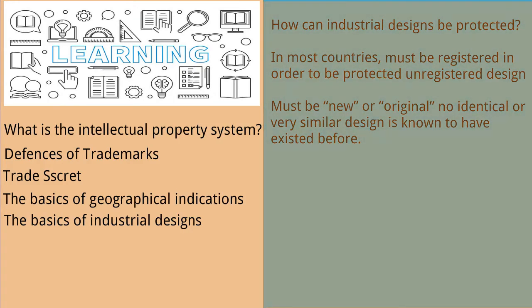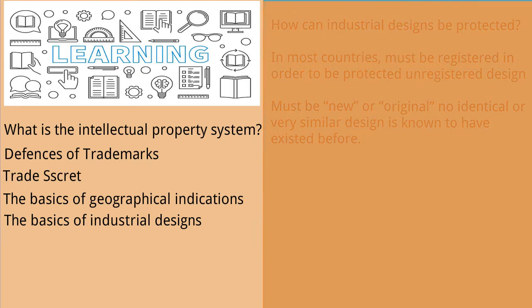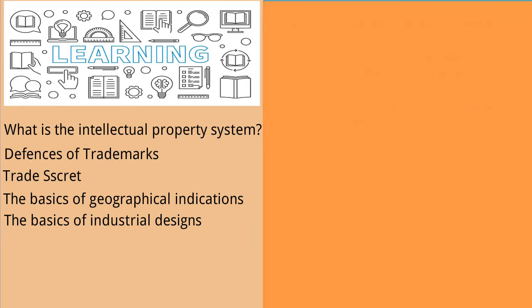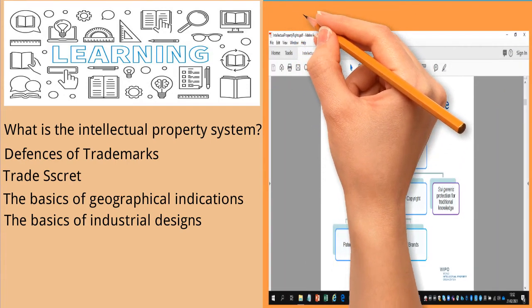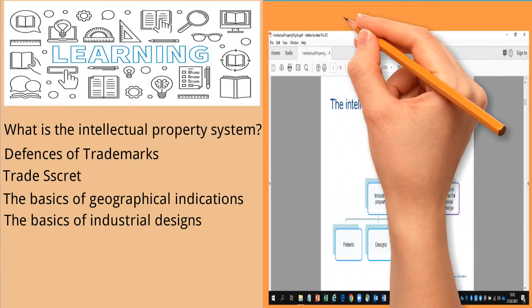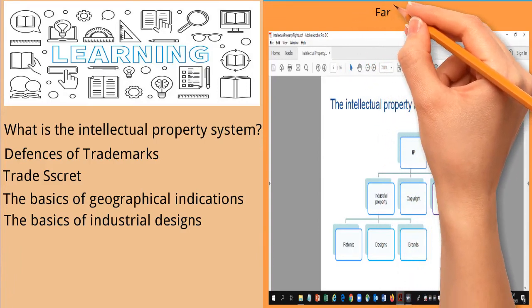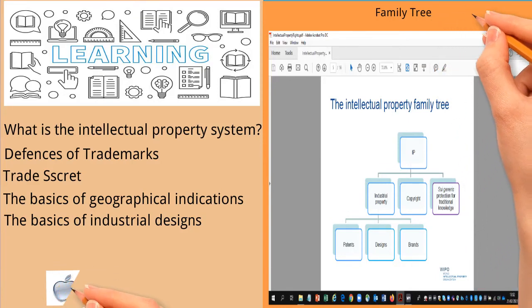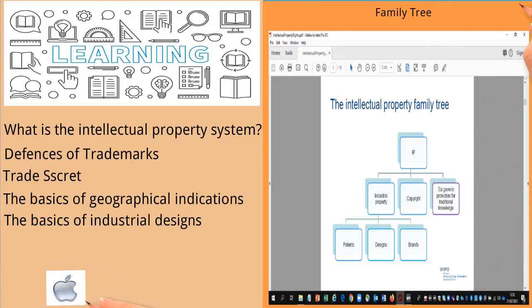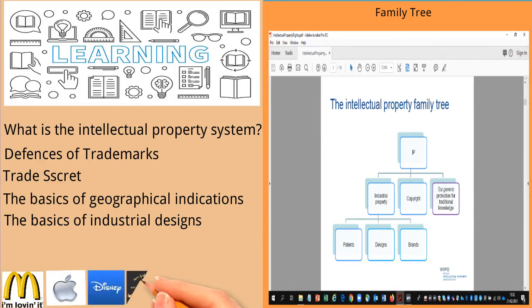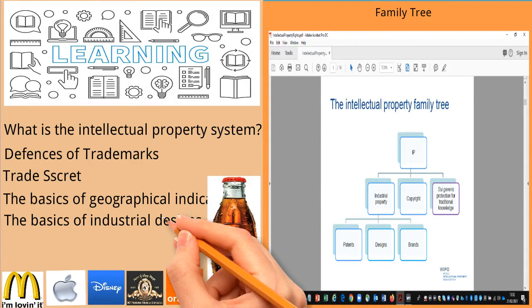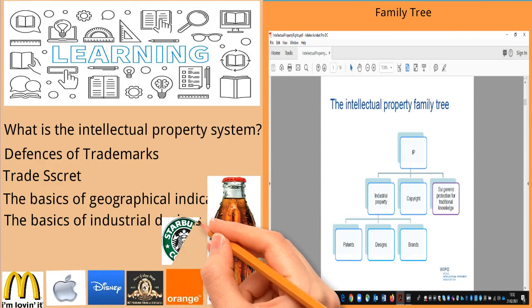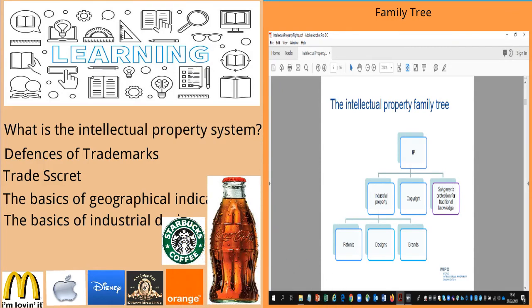So we've actually covered the areas of intellectual property. If we recap, in terms of the family tree, we had IP at the top, and then three subsectors of intellectual property: industrial property, copyright, which I covered in a separate video, and protection for traditional knowledge. Under industrial property, there were three further subsections, which included patents, designs, and brands.